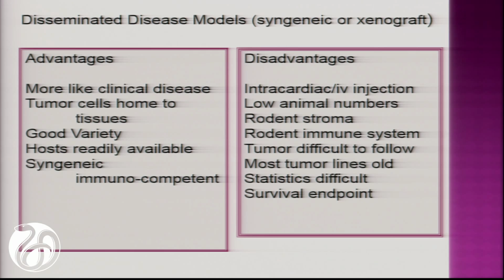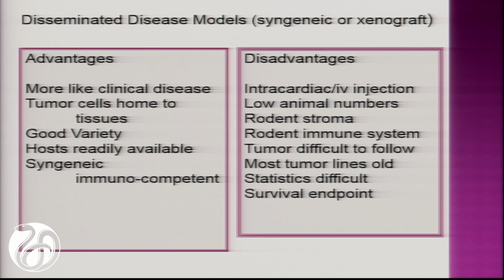I'd like to discuss just briefly what I would call disseminated disease models. So these, in this case, most frequently, the tumor cells are injected intravenously or by some other injection route. These are more like clinical disease in some ways, however, because the tumor cells can home to tissues. However, most of the time, the tumor cells lodge in tissues. So these are not really models of metastatic disease, but we can call them disseminated disease. The variety is most of the syngeneic models and the xenograft models that were in the first two slides.